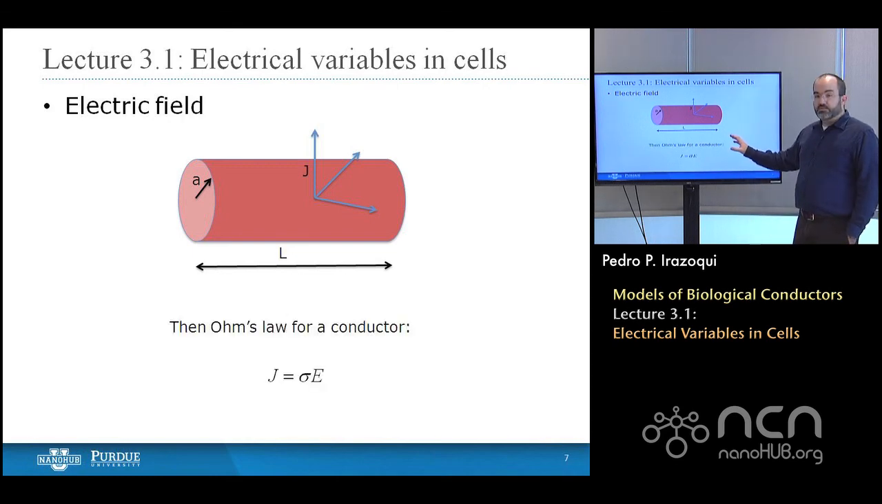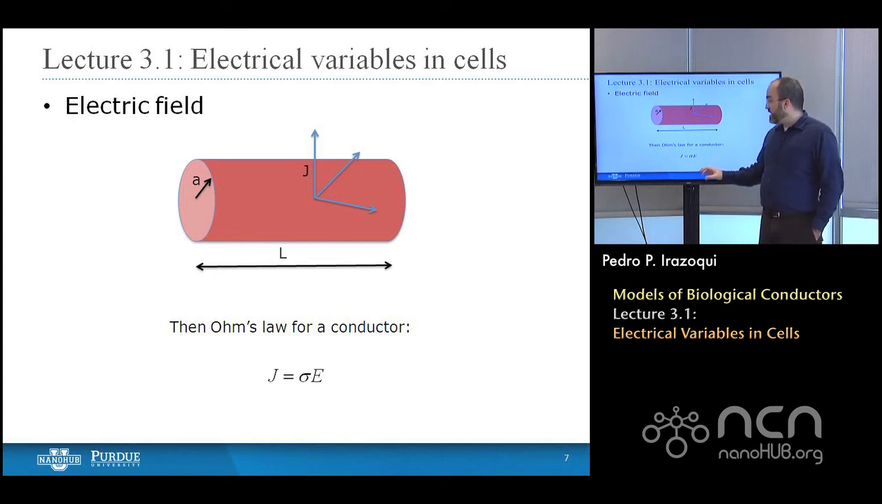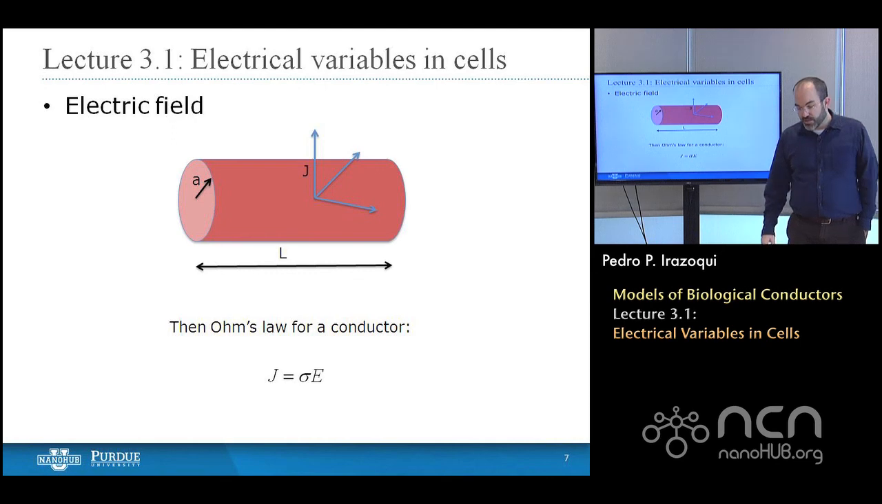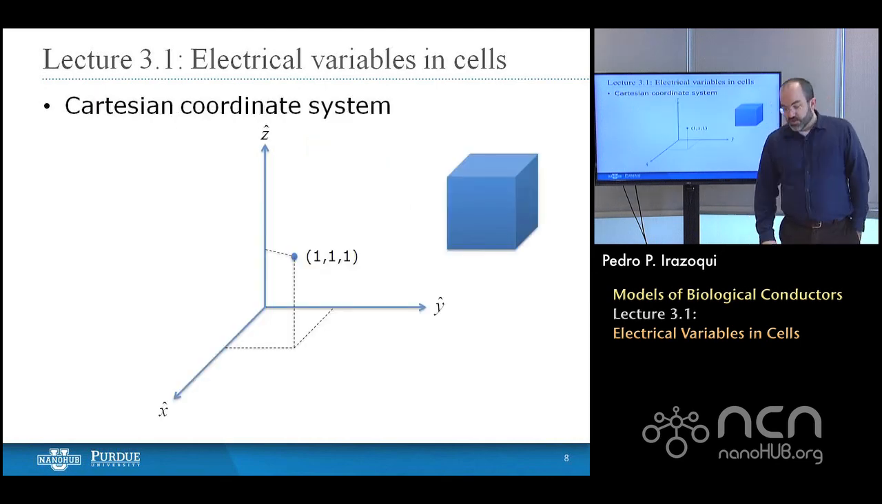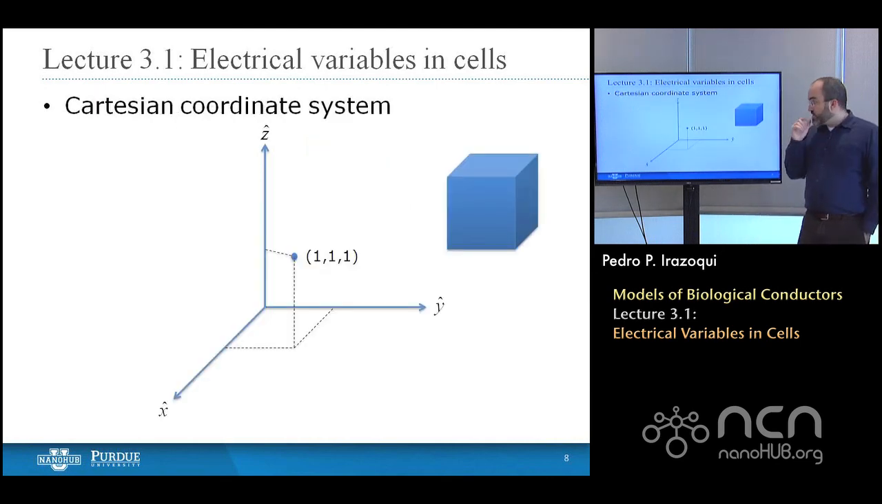Then Ohm's law for a conductor can be expressed, instead of as V equals IR, as J, which is the current density, equals sigma, which is the conductivity, times E, the electric field. It's the same Ohm's law, just using different terms that are more appropriate for the structure that we wish to examine.